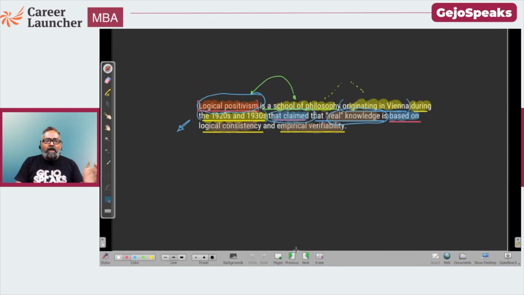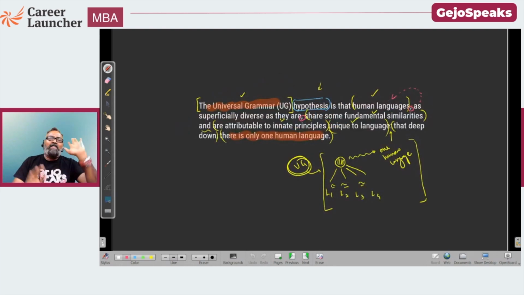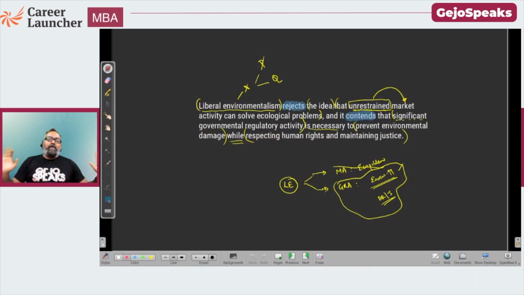Let's start, for example, from here. There is something called logical positivism, a philosophy. Basically, they make a claim about real knowledge. Real knowledge is based on consistency. Evidence and logic are required for knowledge. That's what is mentioned. Universal grammar: they have the belief that there is just one universal language. Whatever diversity exists, all are connected together with some innate principles to make it the human language. Liberalism: we reject something. We don't like unrestricted market activity. You can't solve the ecological problem. We need significant government regulatory activity that will prevent environmental damage.